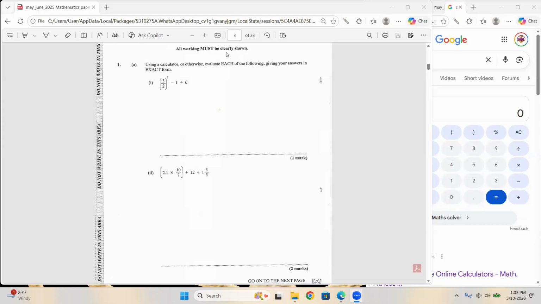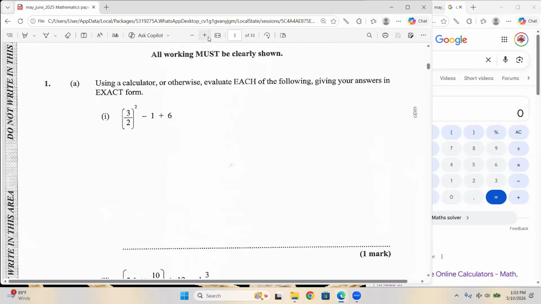All right, so here we go. Let me zoom this up a little bit. So you have: using a calculator or otherwise, evaluate each of the following. Give me your answers in exact form. Okay, so we have open brackets, 3 halves squared, close bracket squared, minus 1 plus 6. Now we could put that in the calculator, right? If you're doing it manually, you have to follow BODMAS or BEDMAS.